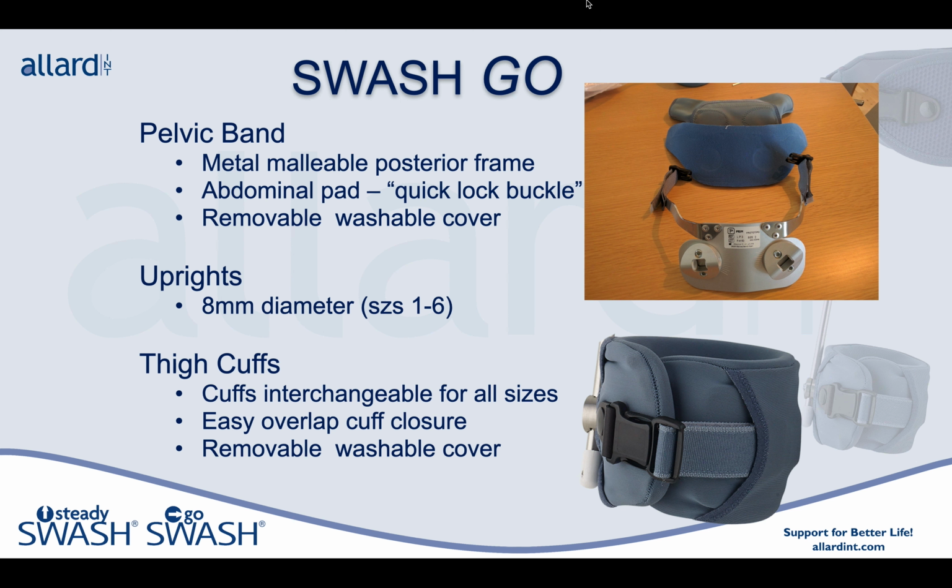The uprights on sizes 1 through 6 of the SWASH Go are all 8 millimeters in diameter to address that high adductor zone and to prevent scissoring during gait. Please note, if longer uprights are needed for a larger waist size, again, that size 6 pelvic band of the SWASH accommodates between a 34 and a 36-inch waist, we can get longer uprights for you as well to deal with taller, older patients. In regards to the thigh cuffs, the cuffs are also interchangeable for all sizes. They have an easy overlap cuff closure, and the covers are also removable and washable on the SWASH Go.